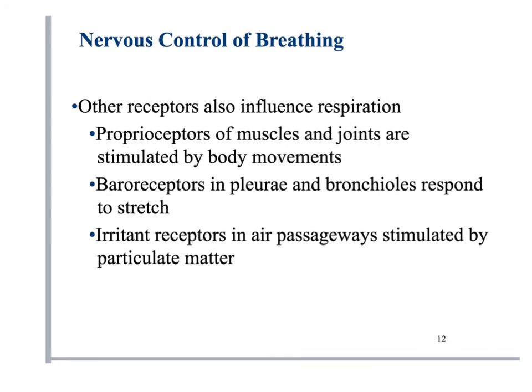Okay, other receptors. Those were central chemoreceptors. A couple other ones. We have proprioceptors of muscles and joints. They're stimulated by body movements. All right, so that feeds into stimulation, so you can feel respiration rates. There's a stimulus of not inflating the lungs too much, because you have that pressure receptor. And also baroreceptors in the pleura and the bronchioles respond to stretch. If they're stretched, that's more flow, and they feed into the brain.